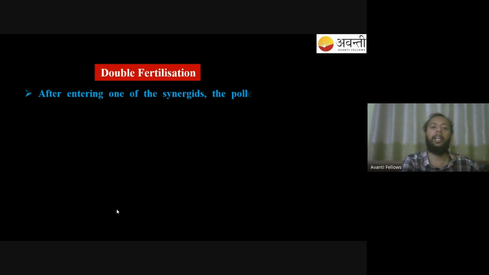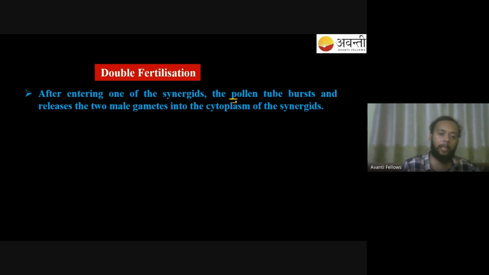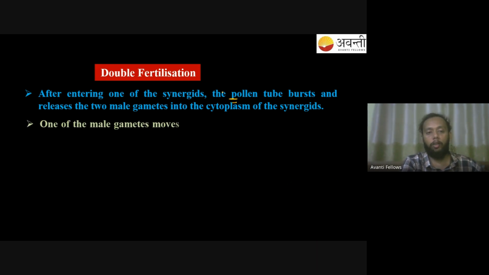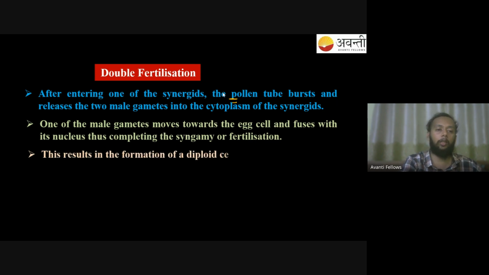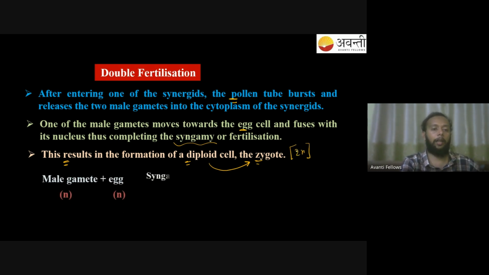So double fertilization: after entering one of the synergid cells, the pollen tube bursts and releases the two male gametes. Remember, the synergid cell is going to die, right? And the pollen tube is going to release your two male gametes. And then what happens? One of the male gametes moves towards the egg and fuses with the nucleus, completing the syngamy. So when it fuses with the egg cell, it is called syngamy, something I have told you. The result is a diploid cell, or a zygote, that has been formed. That will lead to formation of a zygote, which is also going to be my 2n structure. Male gamete plus egg, syngamy, leads to formation of my 2n zygote.